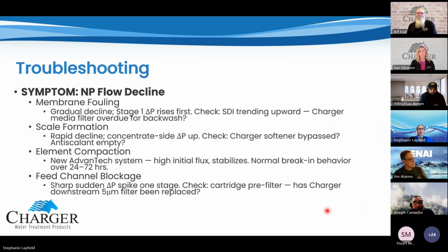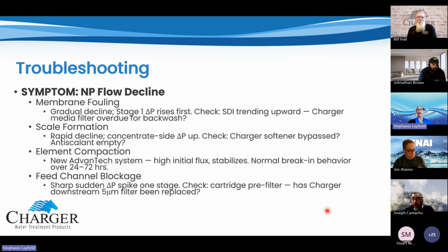Thank you. So yeah, looking at the maintenance and monitoring of these systems, what should we look at in our troubleshooting or diagnostics if we experience a specific symptom? So let's say we're getting a flow decline through the system. They've noted there's less and less water coming through. A couple of things could have happened here.